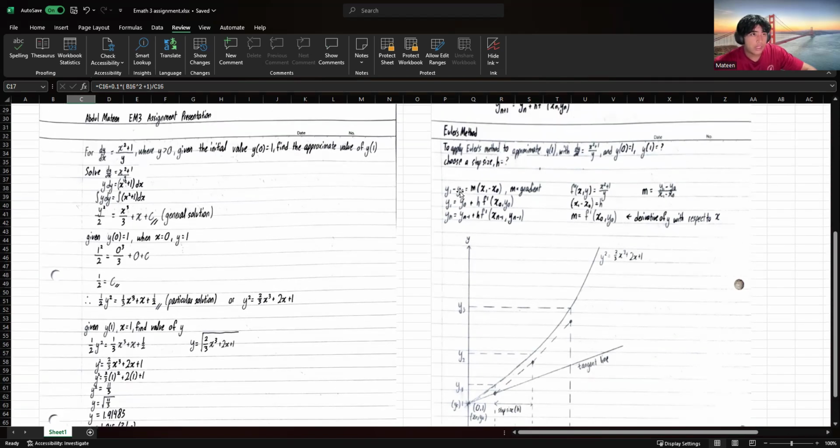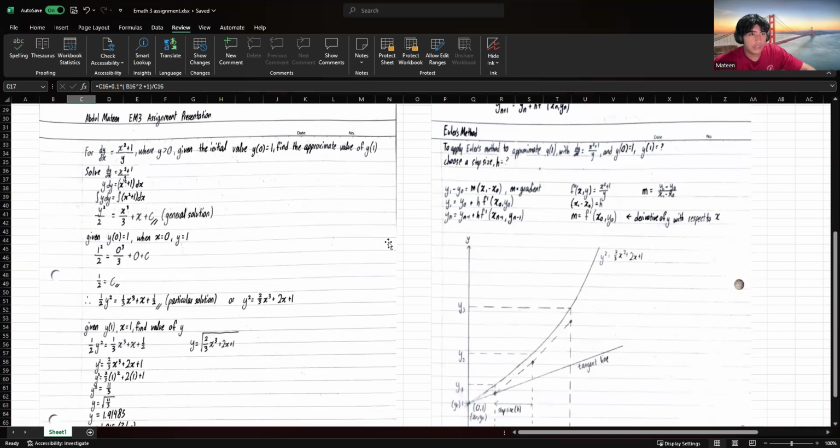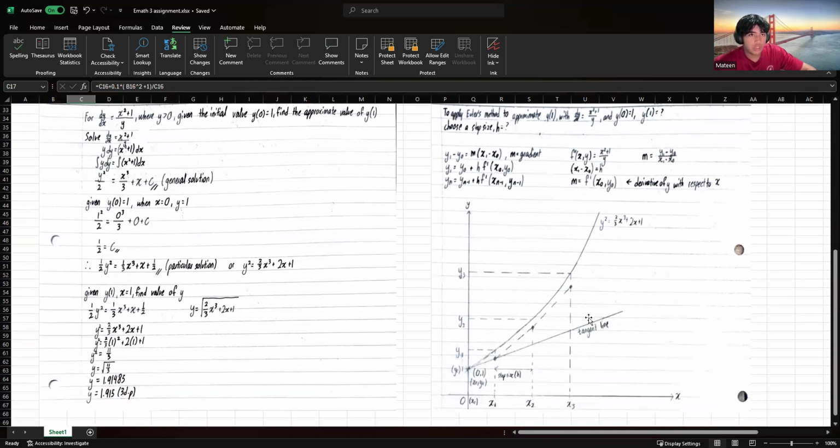We bring over the y0 to the right hand side, and we get our equation to be y(n+1) equals yn plus h f(xn, yn), as written down here. Thus we have managed to derive the formula for Euler's method. As you can see in the graph below, we have our tangent, which is our m, and Euler's method is essentially finding the approximation to the graph for each x and y value.